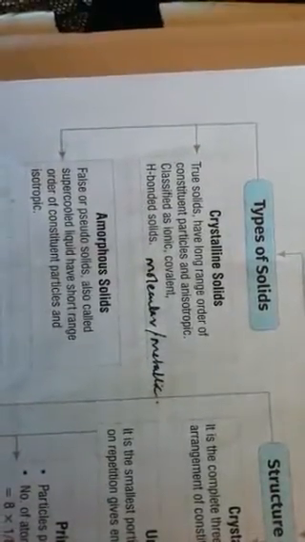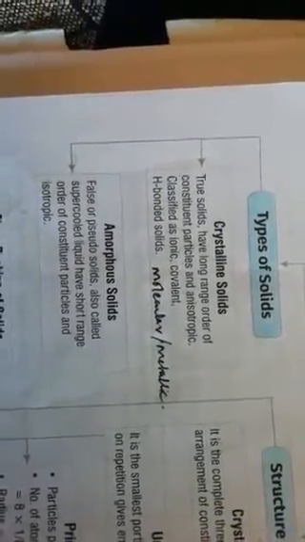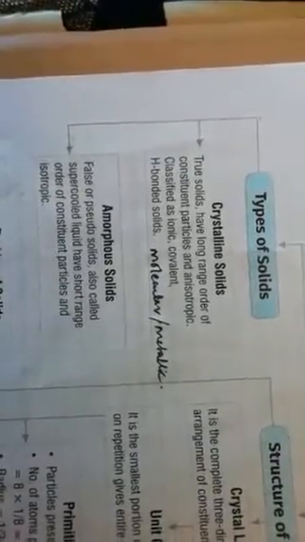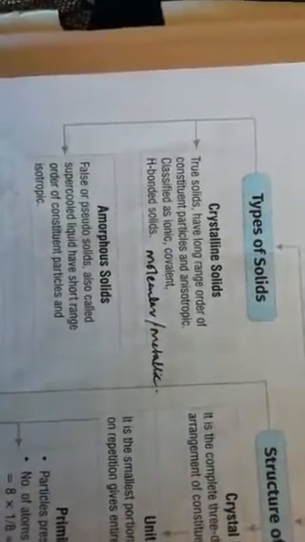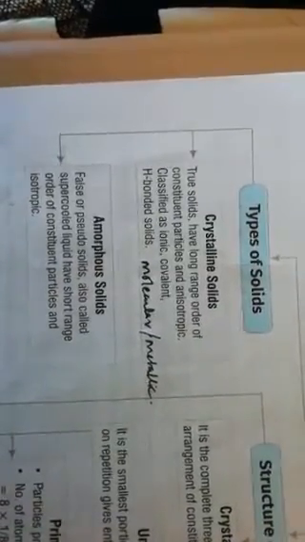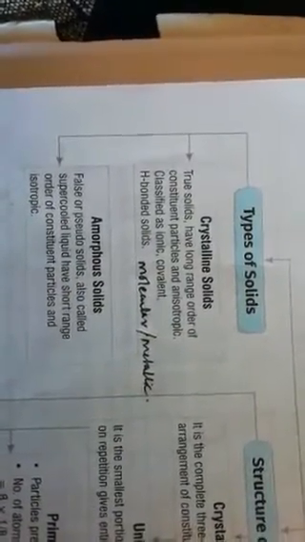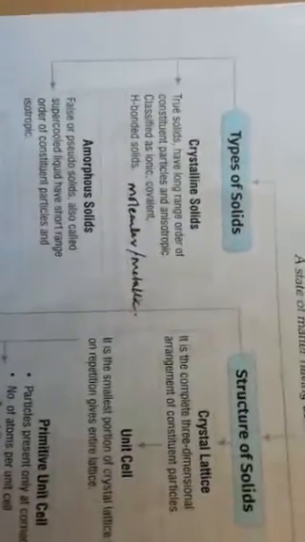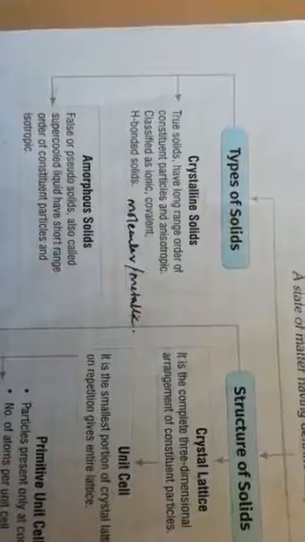Next is amorphous solid, that is false or pseudo solid, also called supercooled liquid, which has short range order, meaning the regular pattern is not for long range. It can be of 1 or 2 particles, then after that it will be disordered, with constituent particles and isotropic in nature. Clear? It has the same properties in different directions, that is called isotropic.